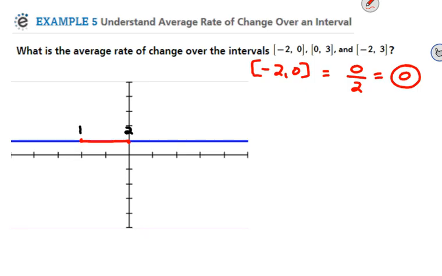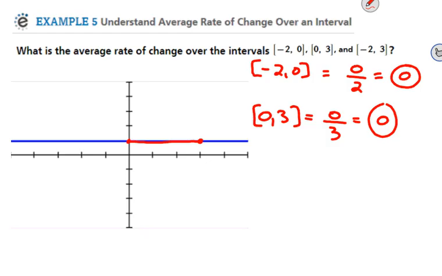Let's look at our second interval, from 0 to 3. So now we're looking from here, 1, 2, 3. We're looking at that interval of the graph. And again, we can see that there's been no rise. This time the run is 3, but still 0 divided by 3 is 0. So that's our average rate of change over that interval.